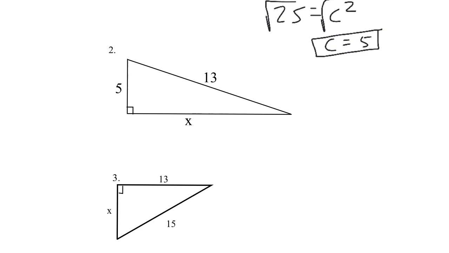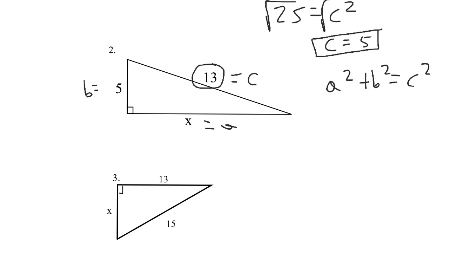So in number 2, first let's determine the value of A, B, and C. Let's start with 13. This is your C, that's your hypotenuse, the longest side across from the right angle. X would be A and B would be 5. So the equation is A squared plus B squared is equal to C squared. If you substitute, you get x squared plus 5 squared is equal to 13 squared.